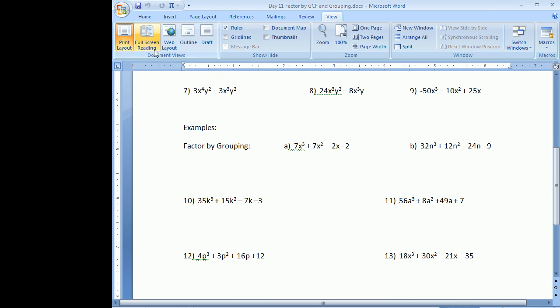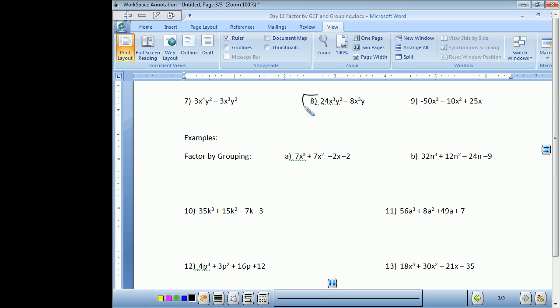Let's do number 8. So this isn't 4 terms, this is just 2. So all you can do is factor out the biggest number that divides into both of them. That's called the greatest common factor. And the variables that they have in common. Okay? I want you to try it, and I'll help you if you need help.